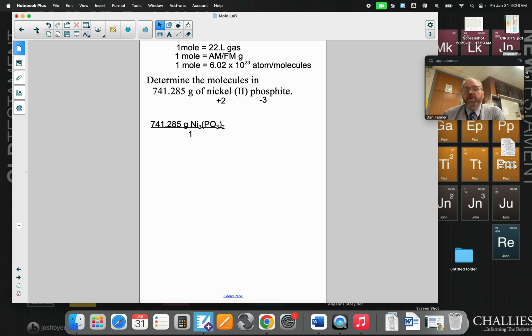And remember our three quantities. Molar volume: 1 mole is 22.4 liters. Molar mass: 1 mole is AM or FM in grams. And Avogadro's number: 1 mole is equal to 6.02 times 10 to the 23rd atoms or molecules. So first thing we're going to do, we want to get to moles, and that's mass.